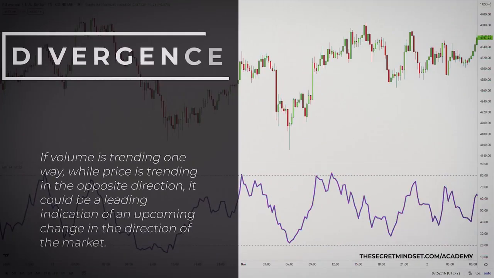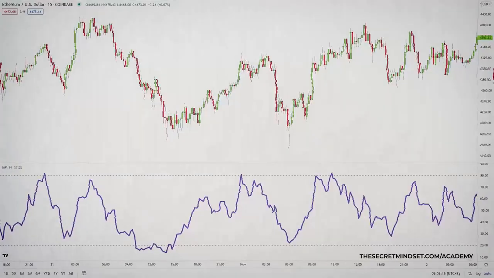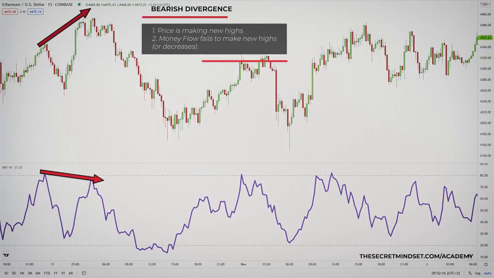Crypto traders that use volume in their analysis often look for divergences between volume and price. If volume is trending one way while price is trending in the opposite direction, it could be a leading indication of an upcoming change in the direction of the market. For example, if the price is making new highs and the money flow fails to make new highs or decreases, this is a bearish divergence and can be used as a sell signal.